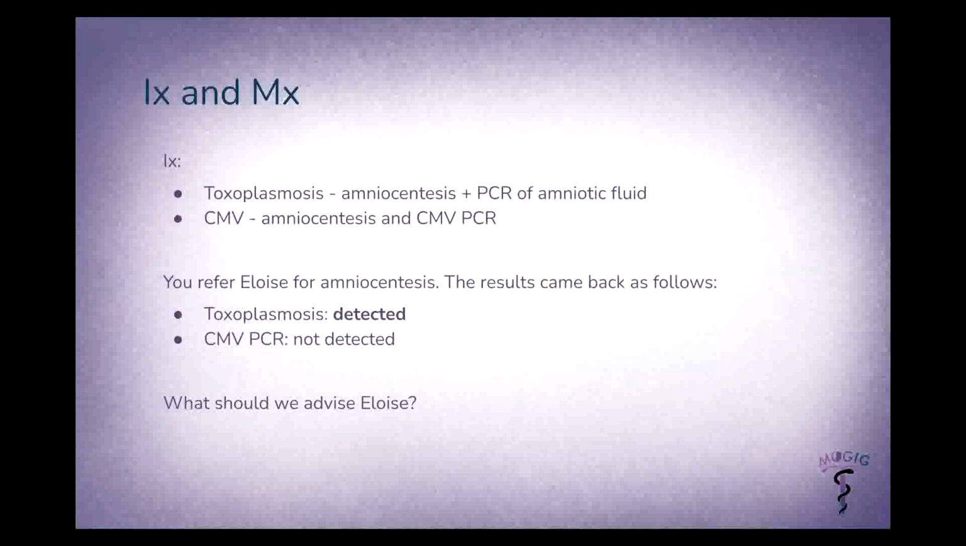You refer Eloise off for her amniocentesis, and the results come back as follows. They detect toxoplasmosis, but not CMV. What should we advise Eloise from here?